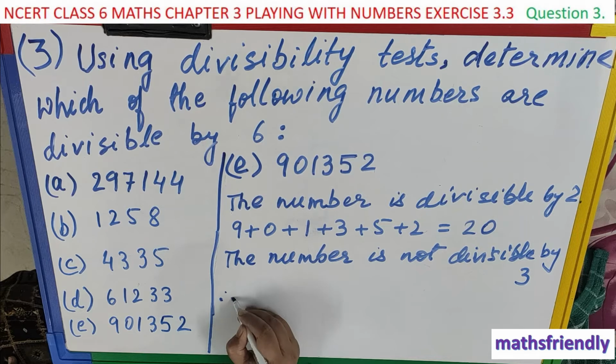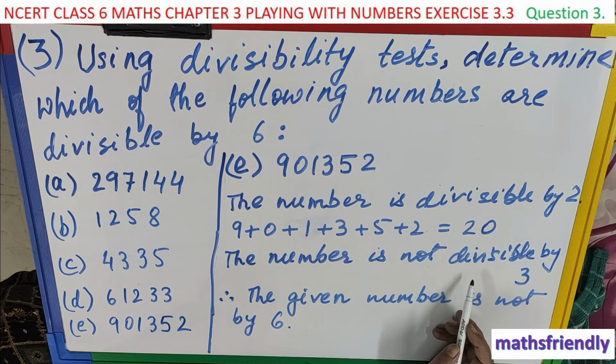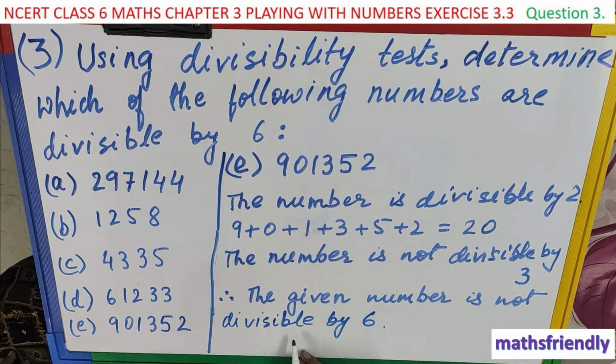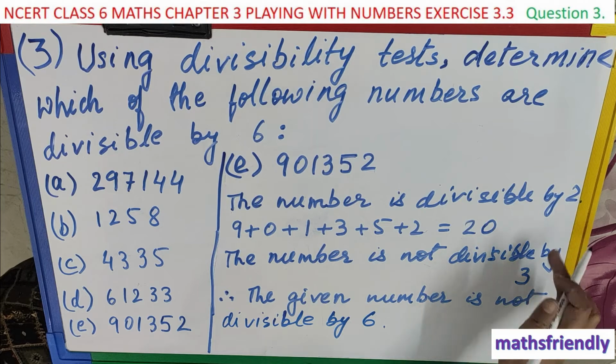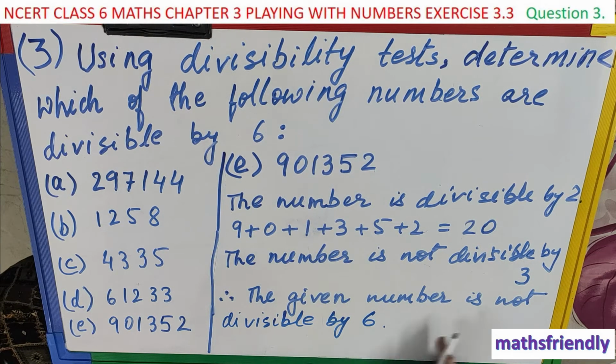Therefore, the given number is not divisible by 6, because it is not divisible by 3. It has to be divisible by both 2 and 3, then only it would be divisible by 6. If it is divisible by both 2 and 3, then only the given number is divisible by 6, but it is not divisible by 3, it is only divisible by 2, so it will not be divisible by 6.